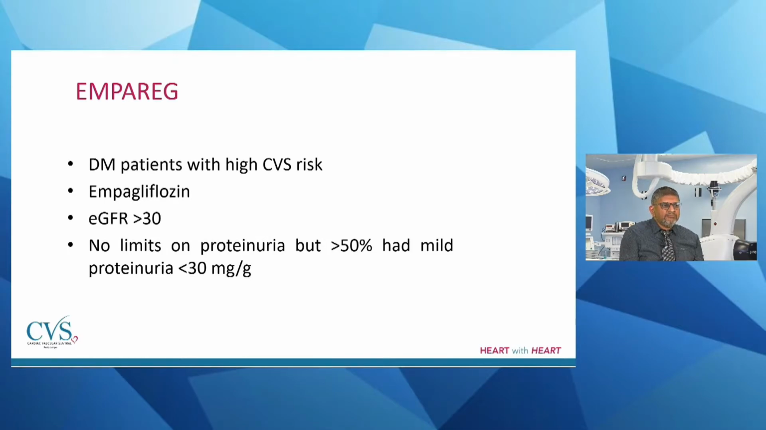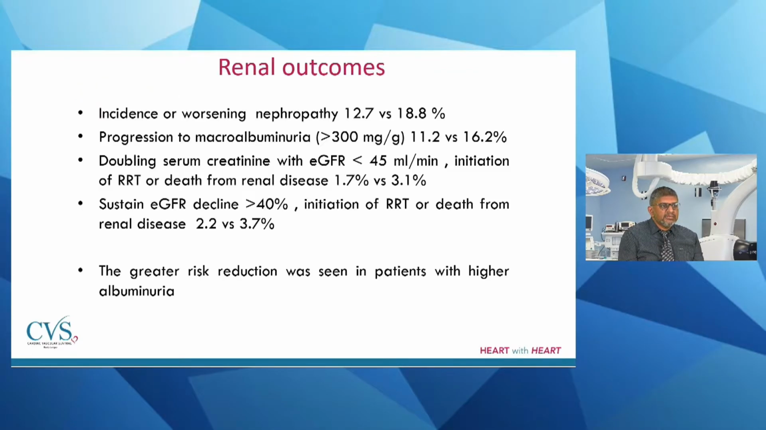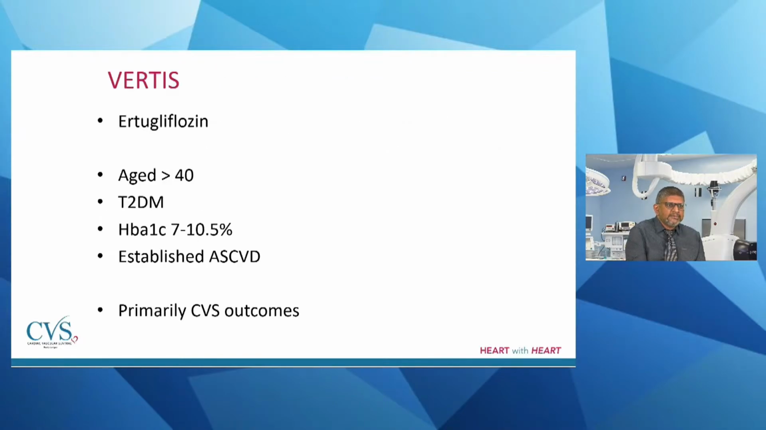EMPA-REG, the other famous trial with the SGLT, these are patients basically with high cardiovascular risk using empagliflozin. These patients had slightly better kidney function than DAPA, but the amount of protein leakage was more spread out from mild to more severe protein leakage. Again, you can see worsening nephropathy, progression to macroalbuminuria, doubling of serum creatinine, and eGFR decline were all significantly reduced in the SGLT group. Okay, I better go faster.